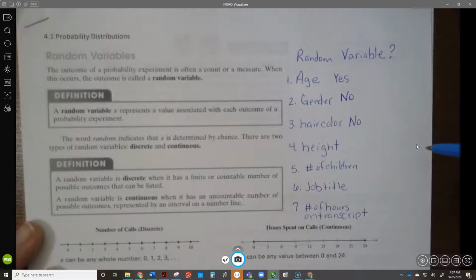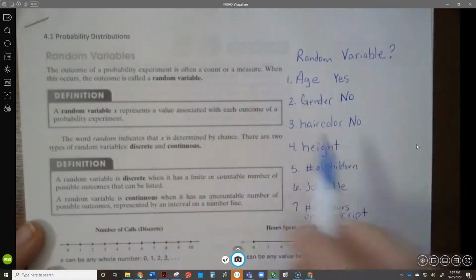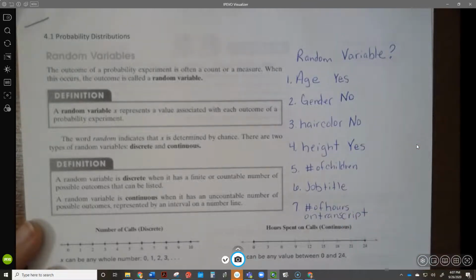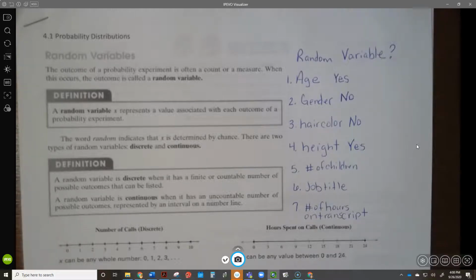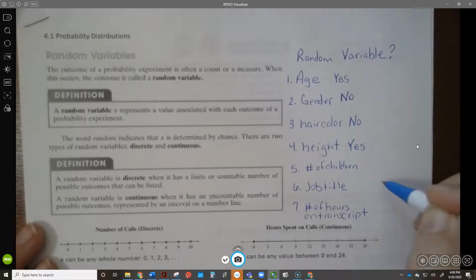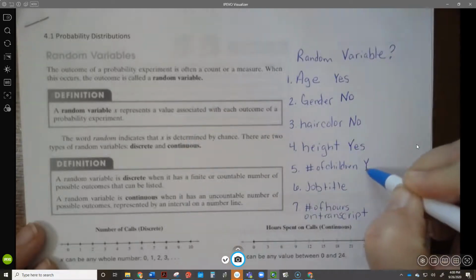Height, is that a numerical value, or of something that is counted or measured? Is height counted? Is height measured? Height is definitely something that's measured. So yes, it would be a random variable. The number of children, if that was a question on a survey, how many children live in the household? And the answers to that question, we're trying to determine: is it a random variable or not? Well, number of children, what's a possible answer? 0. 1. 3. 2. My answers are numerical values. Those are children, things that you count. So it is a random variable.